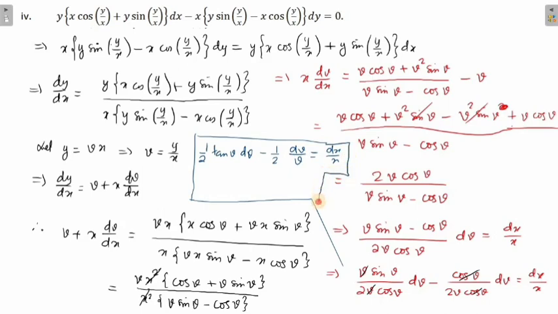Now from here onwards you can try by yourself. Integrate. After integration, put the constant of integration. After putting the constant of integration, you can put the value of v, which is y by x, and whatever you get will be your general solution for this particular question. You may pause the video and note down your solution.